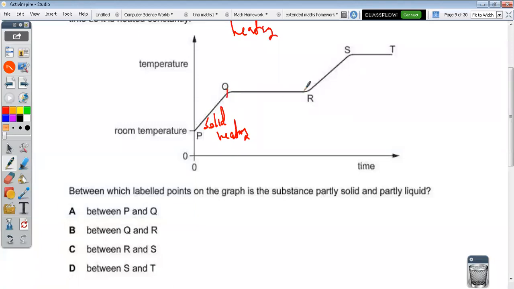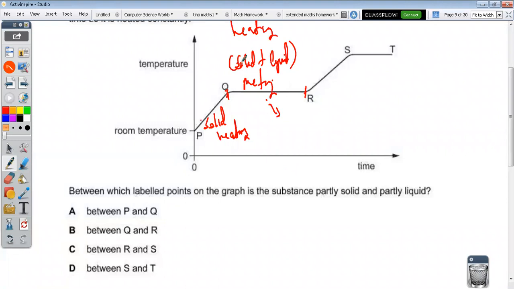Then this here is the melting. What does melting mean? It means it's turning from solid to liquid. So if it's turning from solid to liquid, you have a combination of a solid plus a liquid at this point here, when it's melting. That's why the temperature is not increasing, because the energy is being absorbed to overcome the forces of attraction of a solid so that we turn to a liquid. Making sense now, Tandy?